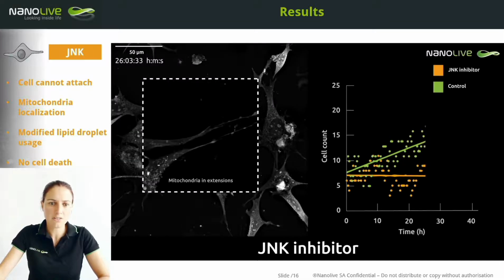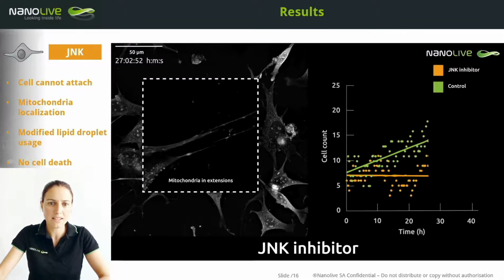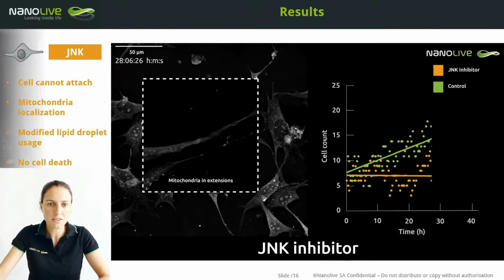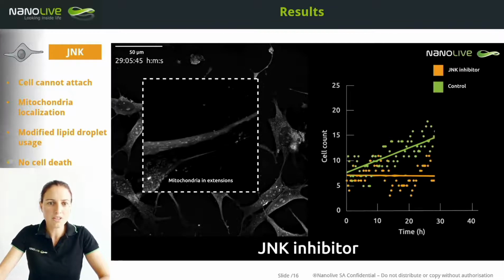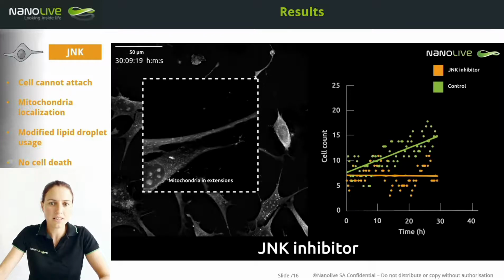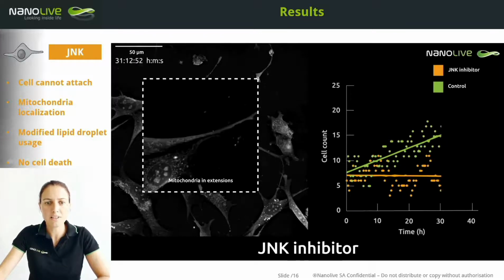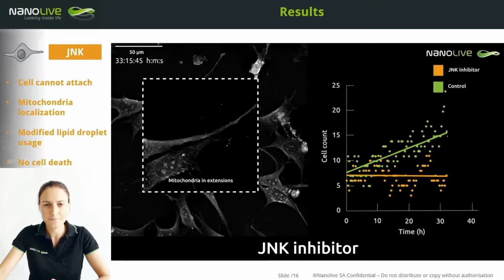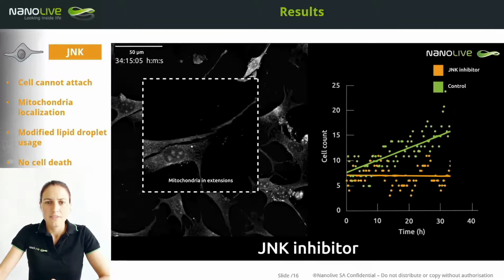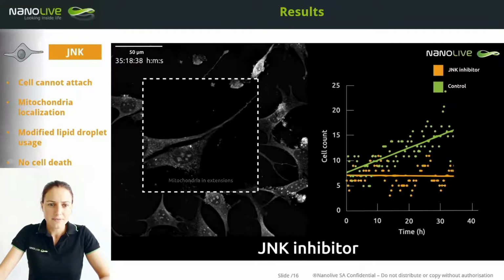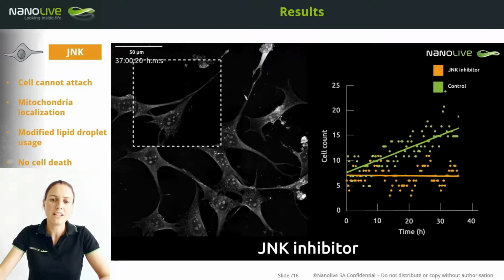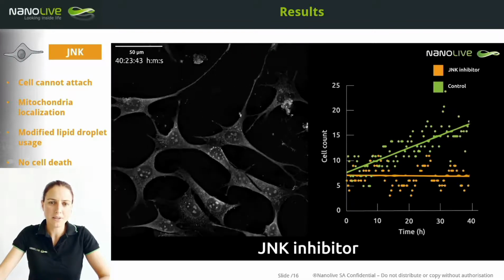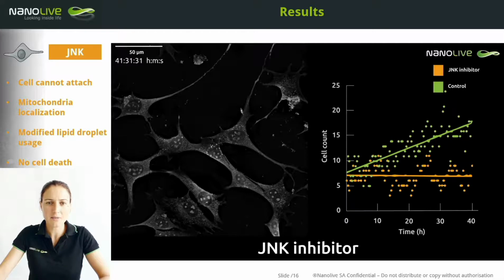The second unique feature, being shown on your screen at the moment, is the distribution and localization of mitochondria. Normally mitochondria tend to cluster around the nucleus, but here they are distributed throughout the cell and are even present in the lamellipodia. The final very interesting thing to note is that even towards the very end of the experiment, as we're approaching now, lipid droplets are still present, suggesting that JNK inhibition interferes with cellular metabolism.